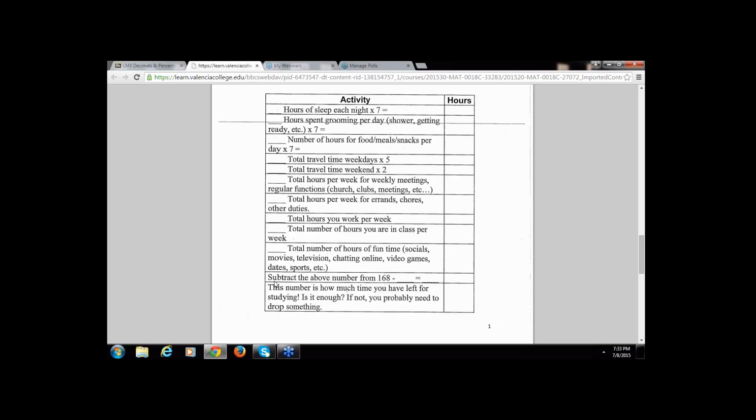Now you can see in this line right here, it says subtract the above number from 168. So you want to add all these numbers together, and whatever the total, it's going to be 168 minus that number. And that is because in 7 days, there's 168 hours in a week. So if this number is more than 168 hours, that means that you have some time management things you need to handle. If this number, when you add it together, is less than 168, that essentially represents the amount of time you have left to study, and that is what you will put here.